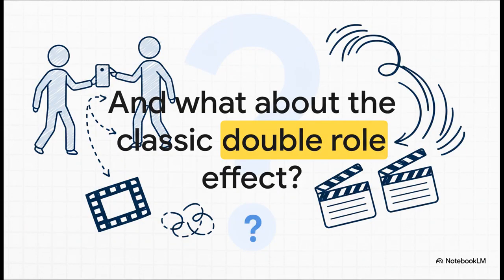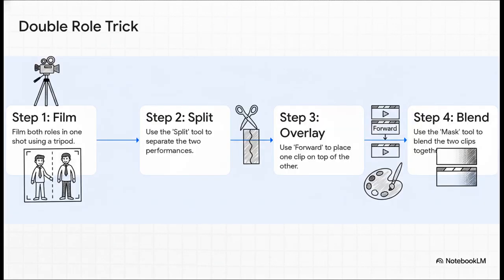Get this, you can even pull off that classic movie trick where it looks like there are 2 of you in the same scene, talking to each other. It's an awesome storytelling tool, and it's totally possible. Okay, the absolute key to making this work is a tripod. Your camera cannot move. Once you've filmed both parts, you use the split tool to separate the 2 performances.